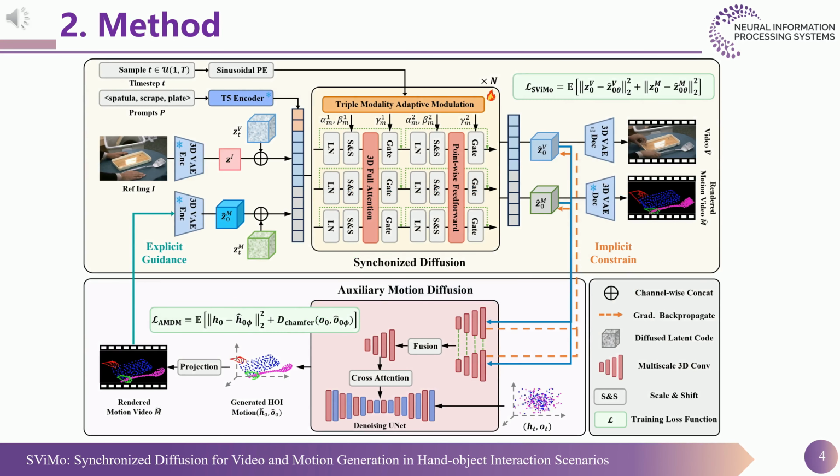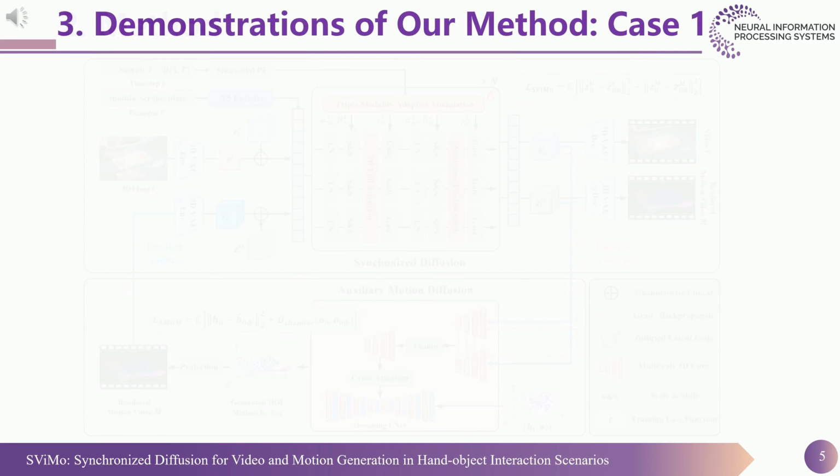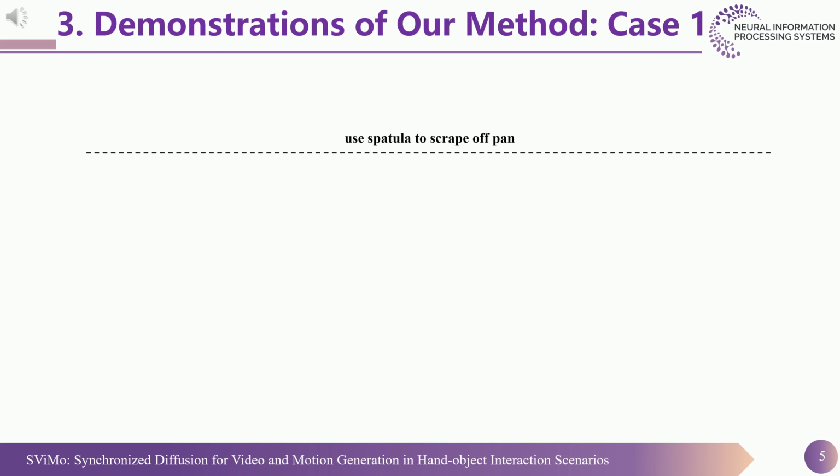Here is the pipeline of our method. More detailed pseudocode regarding the training and inference processes can be found in the appendix. Next, we present results generated by our method. The first case involves the interactive task: use spatula to scrape off pan.